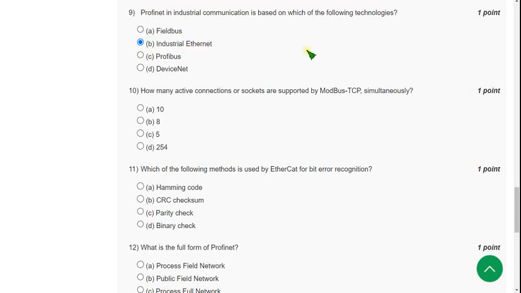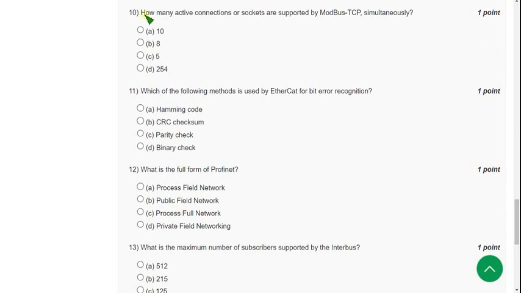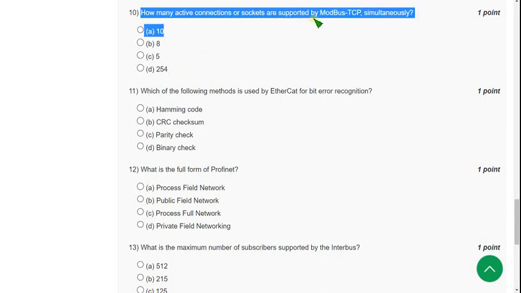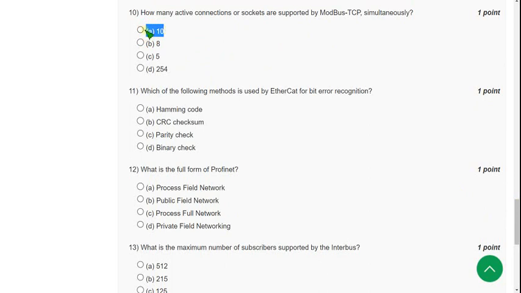Moving on to the 10th one. How many active connections or sockets are supported by Modbus TCP simultaneously? For the 10th question, the answer is option A, 10 active connections.